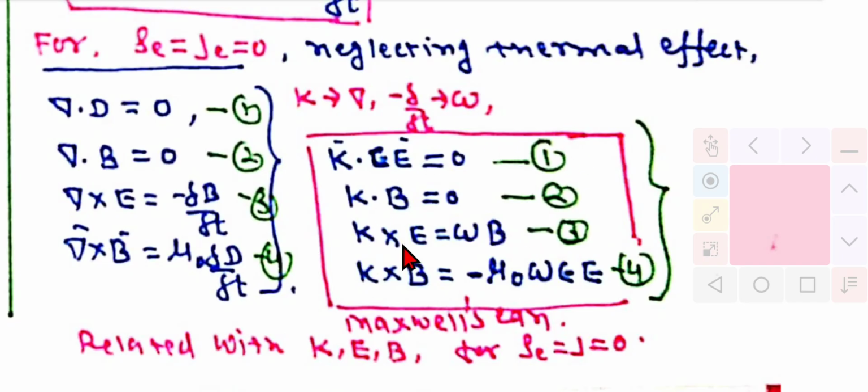So in this way we can get Maxwell equations related to the wave propagation vector, electric field vector and magnetic field vector, by considering rho E equal to 0 and J equal to 0, and by considering plasma as a dielectric material.